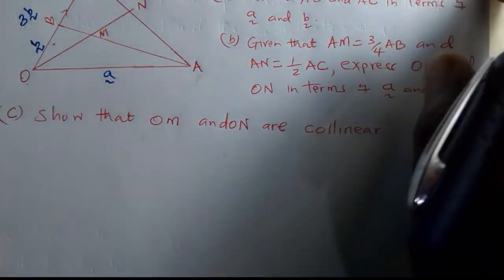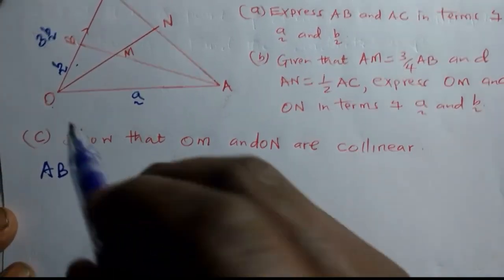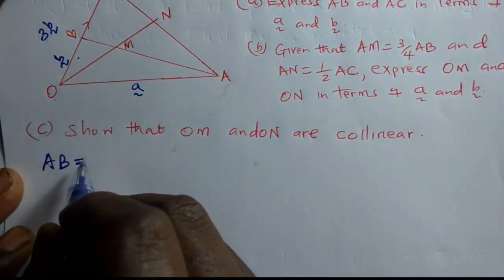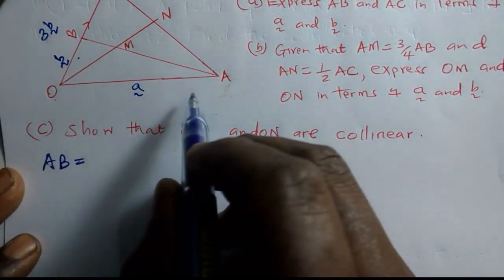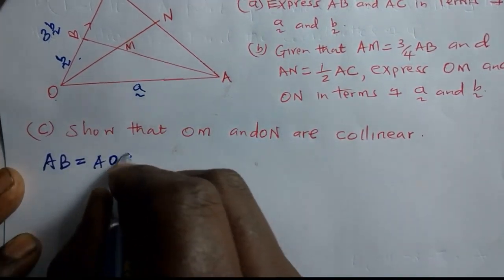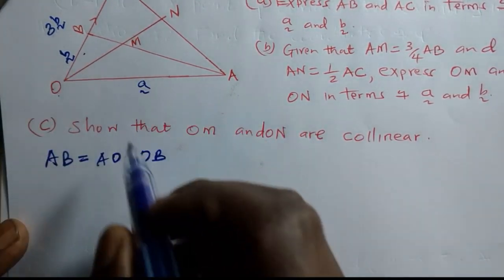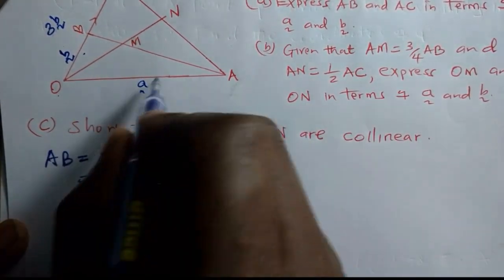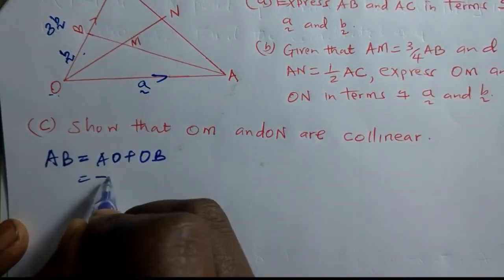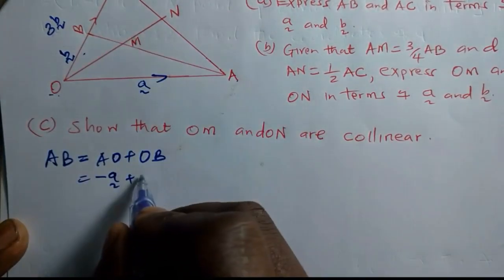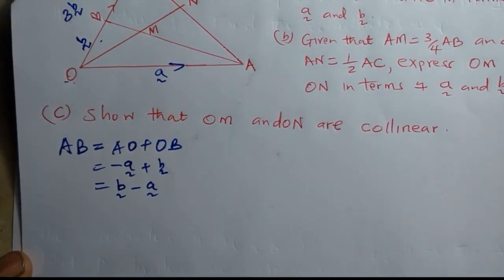So let's start by expressing AB and AC in terms of A and B. AB is equal to, we are looking for AB, so it is AO plus OB. Remember, this vector is going OA. Whenever you are coming to OA, the vector becomes negative. So AO is negative A plus OB. OB is B. This is the same as you start with a positive B minus A. That is the vector.